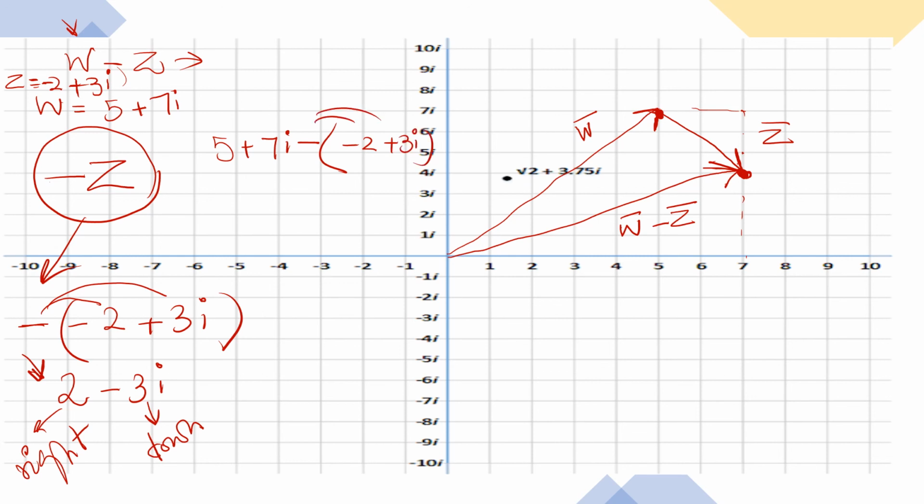Open the bracket. So 5 plus 7i plus 2 minus 3i. Real with the real, you got 7. And 7i minus 3i, imaginary numbers with the imaginary will be added or subtracted, so it will be 4i. Now check, your answer is 7 plus 4i. Why plus 4? Because 7 is the greatest number. So go here 7 and go up 4i. Okay, so your answer W minus Z is correct. So make sure that while drawing the vectors, you put the arrows in the correct place.